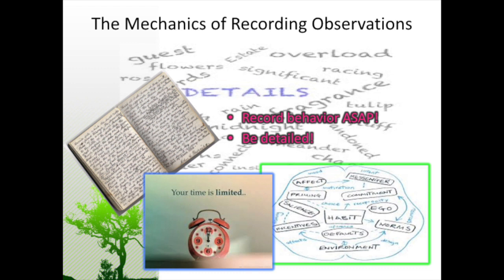Okay, so let's talk about the mechanics of recording observations, or kind of the basic rules. When do you want to enter your observations into your formal recording system that you're going to make this week or today? You want to do that as soon as you realize you've performed the undesired behavior or didn't perform a behavior that you want to perform, if your project is about starting something like playing the guitar or something like that. So again, we want to write down our observations as soon as we realize we've performed an undesired behavior or didn't perform a desired behavior.